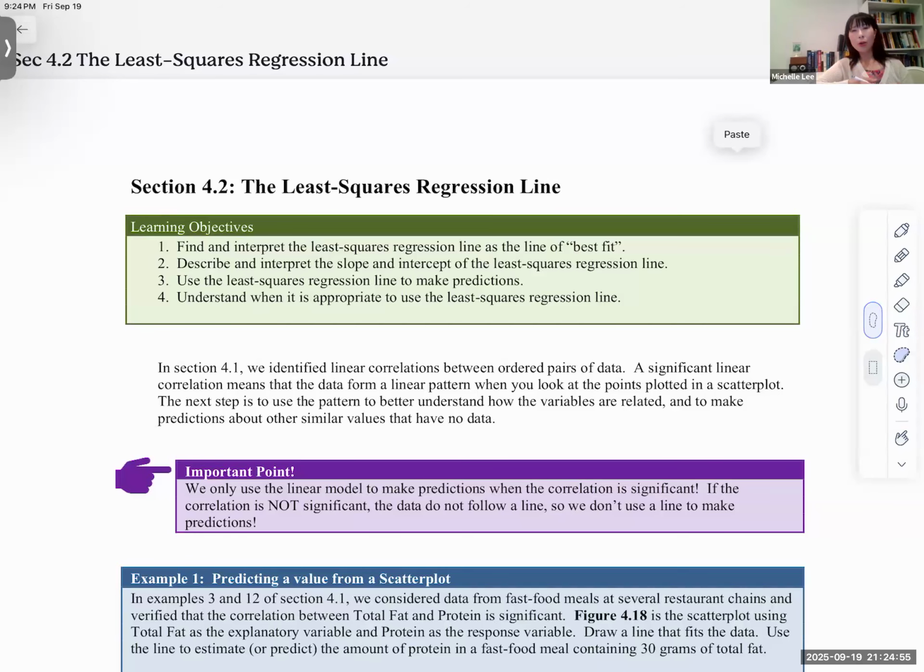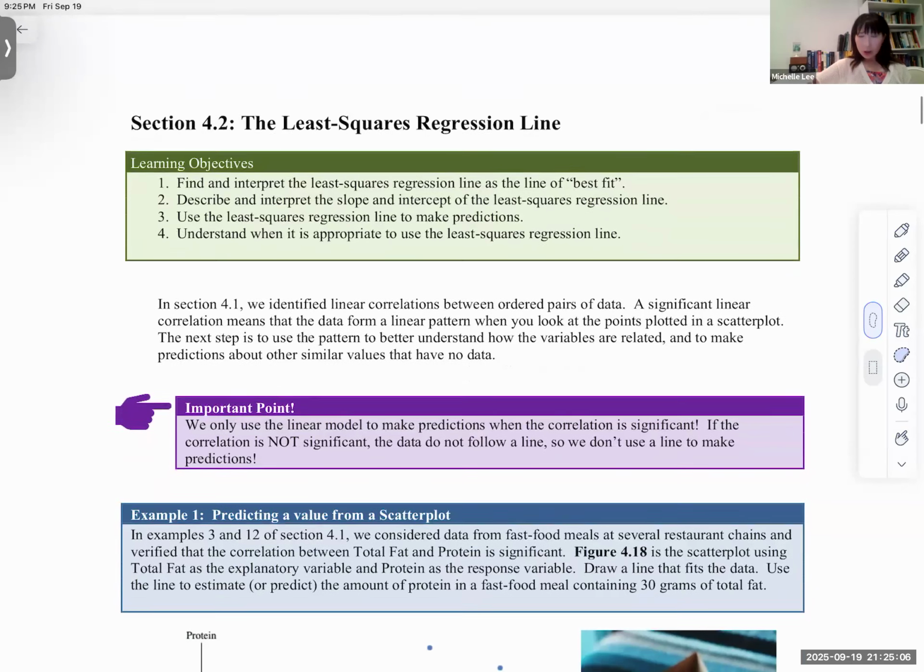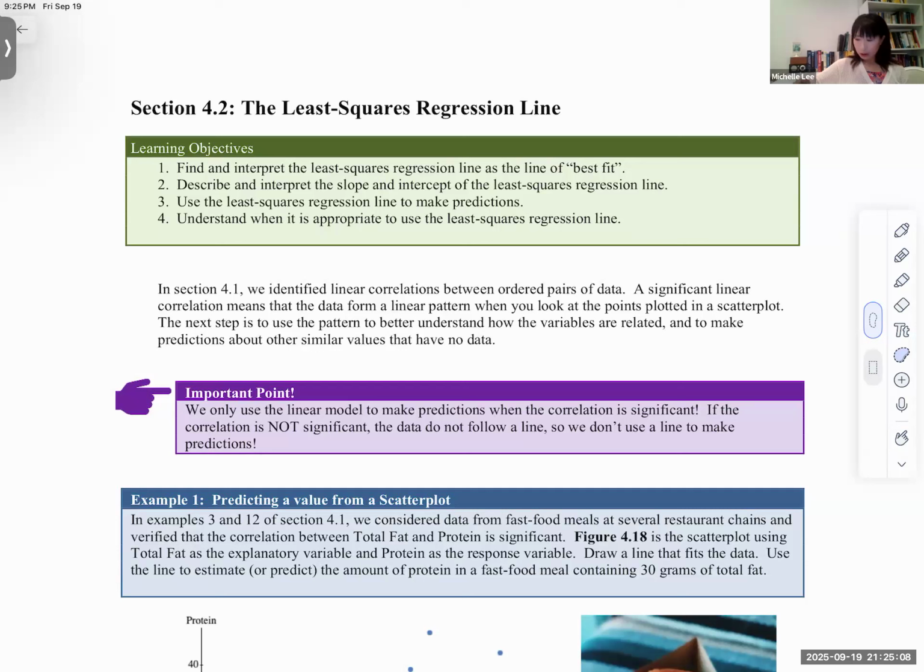Hello everyone. Today we are going to learn section 4.2, the least squares regression line. We have a learning objective here. Let's take a look. Important point here.